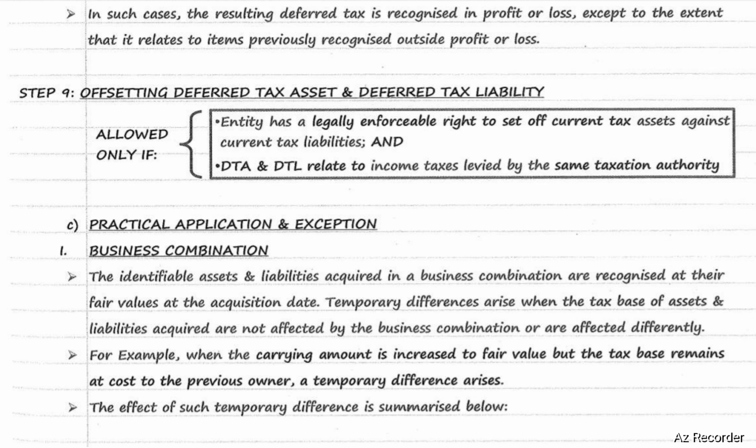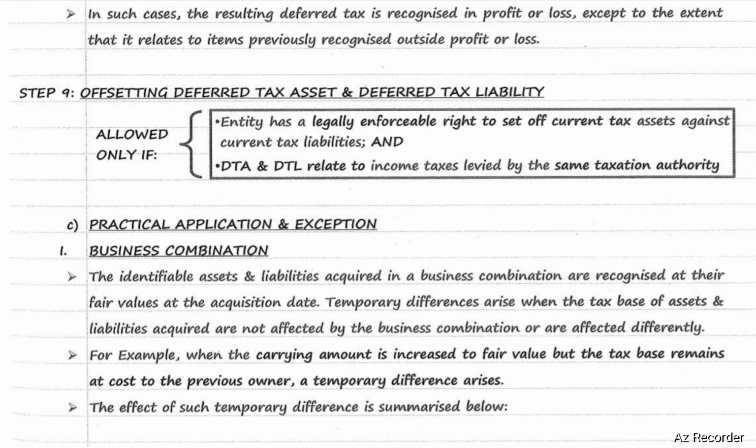Business combination, practical application and exceptions. The identifiable assets and liabilities acquired in a business combination are recognized at their fair value as on the date of acquisition. Temporary differences arise when the tax base of the assets and liabilities acquired is not affected by the business combination, or is affected differently. For example, when the carrying amount is increased to fair value, but the tax base remains at cost to the previous owner, a temporary difference arises. The effect of such temporary difference is summarized below.